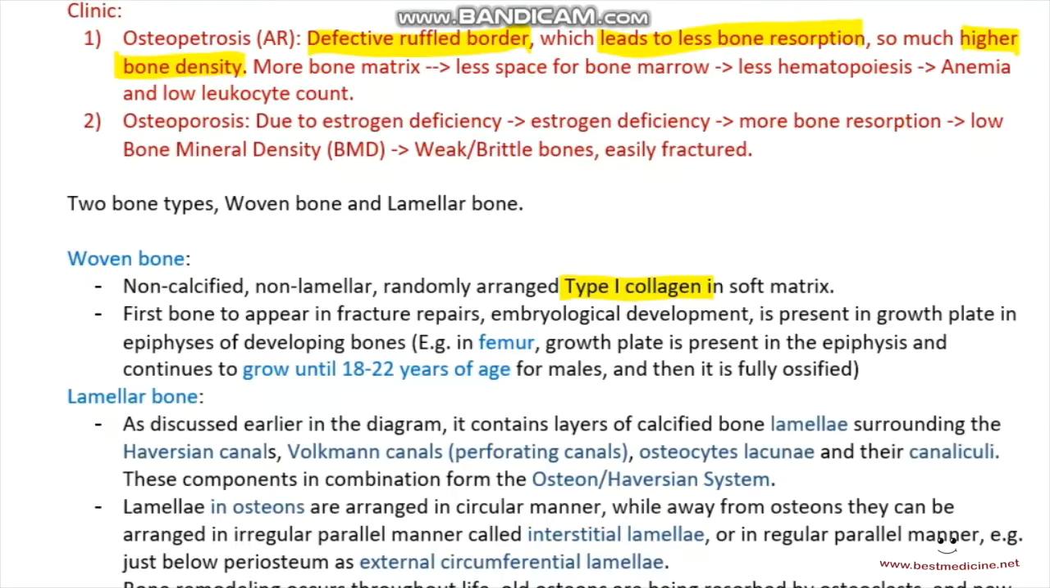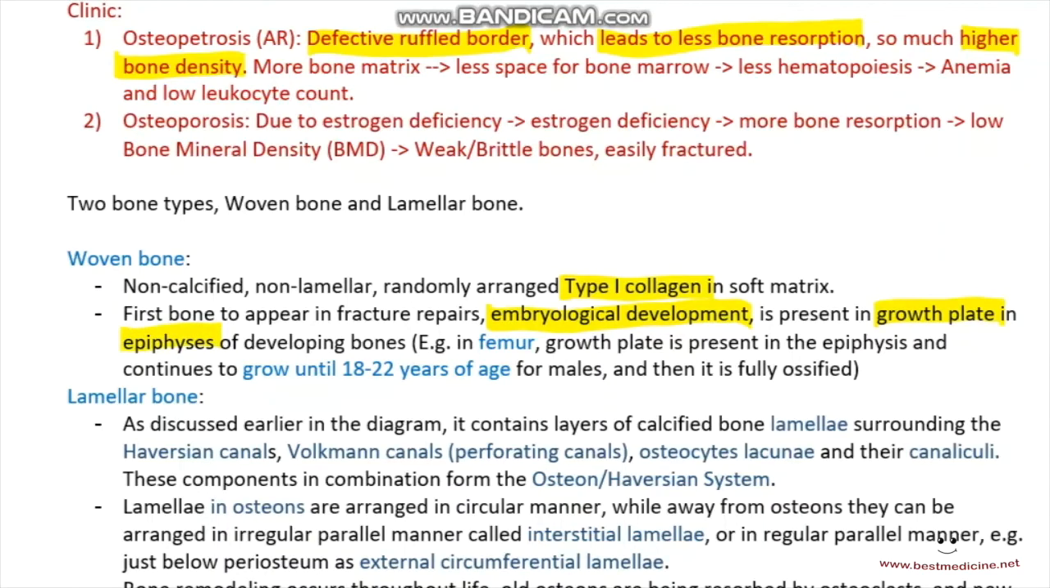And we've already learned that the woven bone is the first bone to appear in fracture repairs, and we'll look at the fact that it is also the first bone to appear in embryological development in something called intramembranous ossification, as well as endochondral ossification. It is present in the growth plate, right, in the epiphysis.